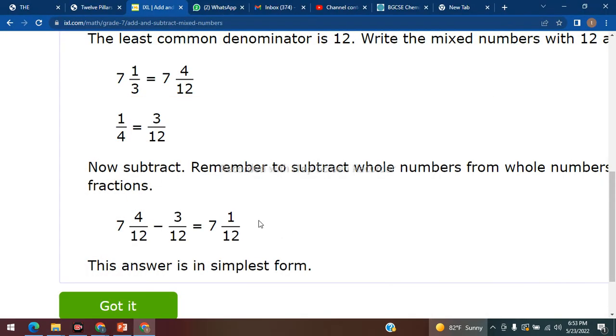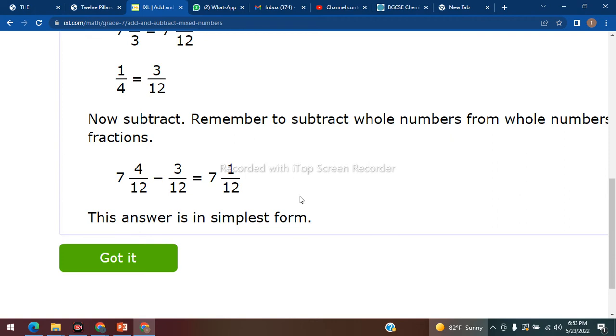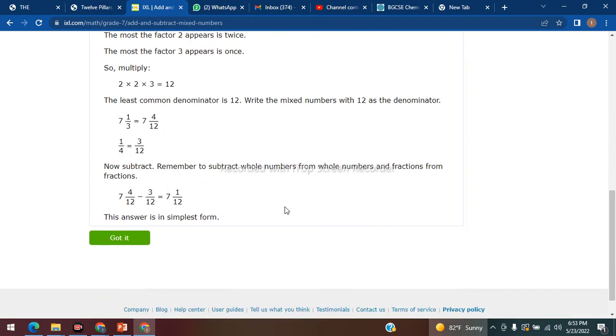Wait, hold on. How do you get 7 and 1 over 12? Okay. Oh. 4, wait, hold on. 3 ones at 3, and then 4 minus 3 is 1. Yeah. That's true. That's why I asked you for a screenshot, because I didn't get that answer. Into 85, you get 84, and then you have 1 as your remainder. So you put 1 over 12.